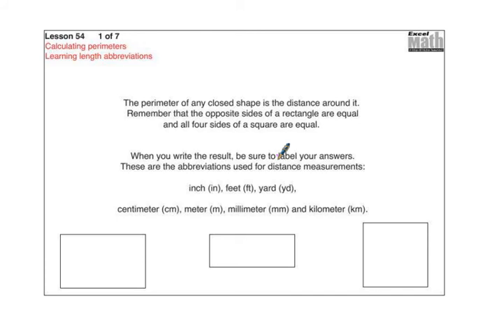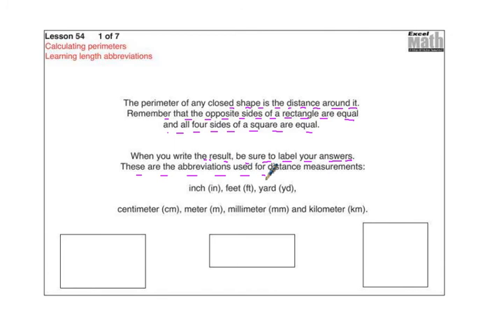Fifth grade Excel lesson 54, we're going to be looking at perimeters and learning length abbreviations. A perimeter of any closed shape is the distance around it. Remember that the opposite sides of a rectangle are equal and all four sides of a square are equal. When you write the result, be sure to label your answers.